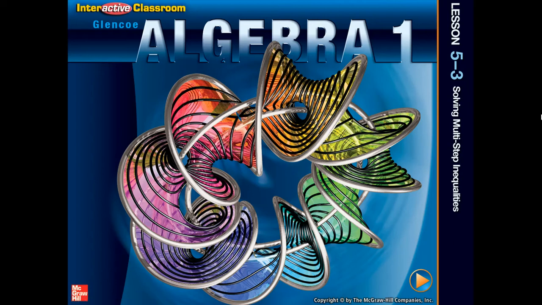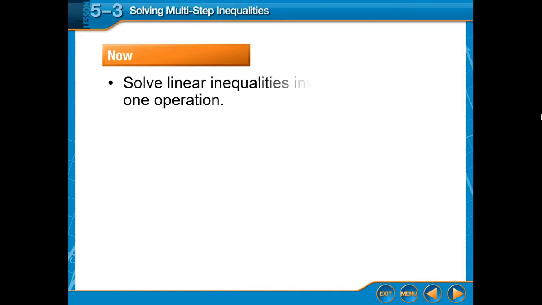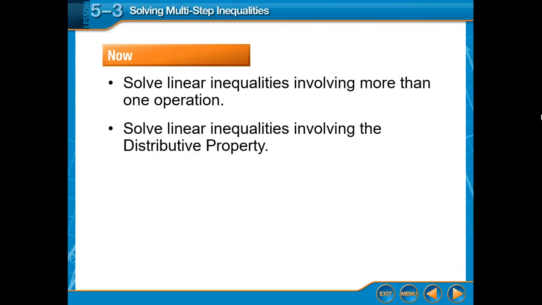Lesson 5.3 is solving multi-step inequalities. In order to complete this lesson, you will learn to solve linear inequalities involving more than one operation and solve linear inequalities involving the distributive property.